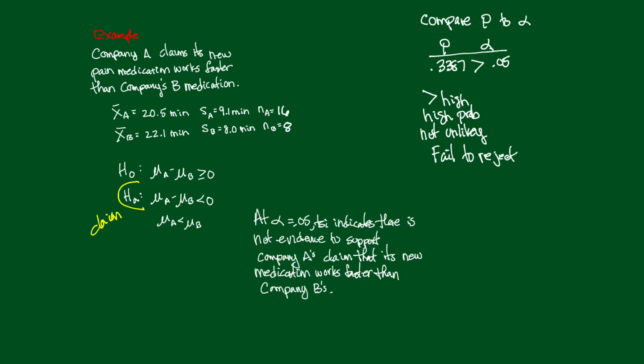So let's write our conclusion this way. Let's say at alpha equals 0.05, this sample indicates there is not enough evidence to support company A's claim that its new medication works faster than company B's.